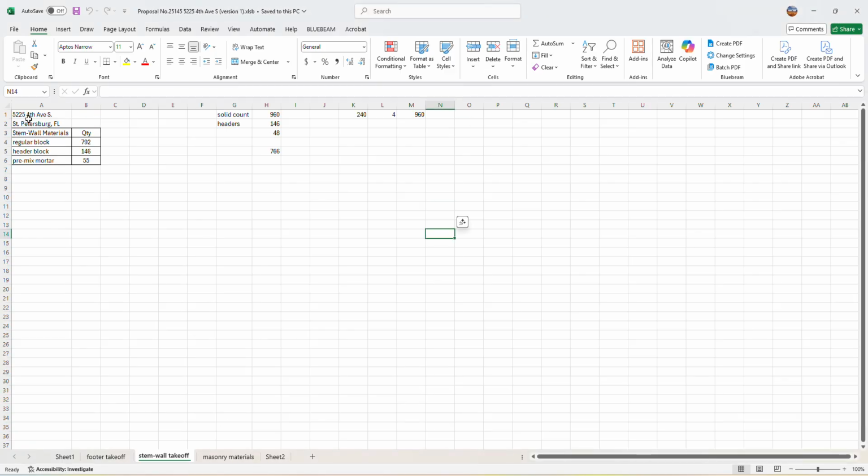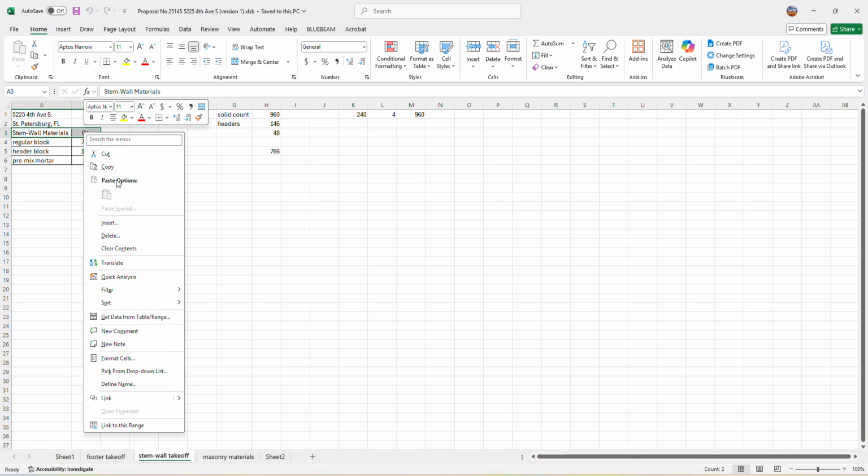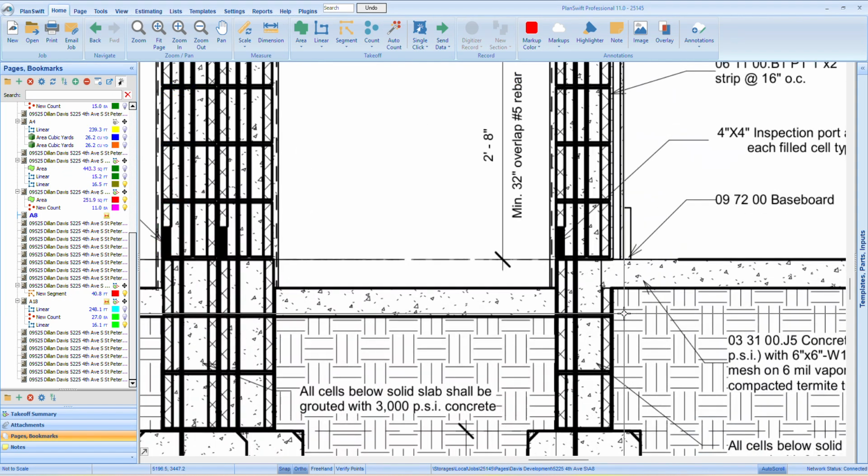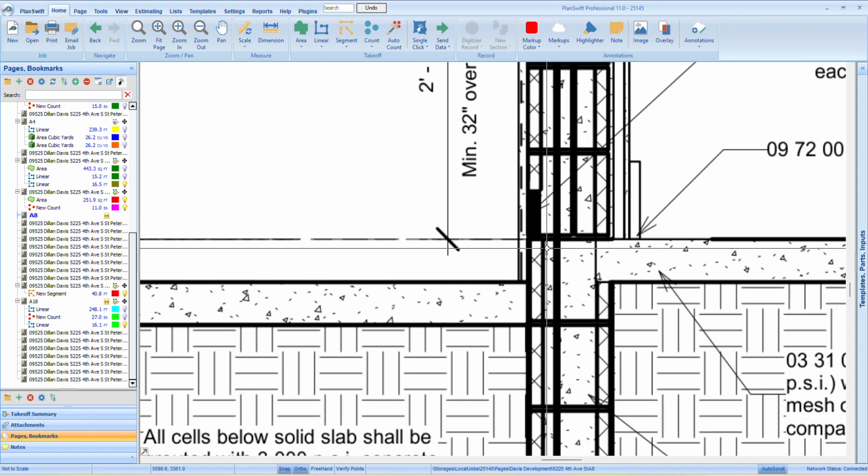I already did it. It's up here. Let me go ahead and do it down here. So I do the same thing: regular block and header block. This one has a different type of header. The last course is called a header. It's right here. It looks like an L.